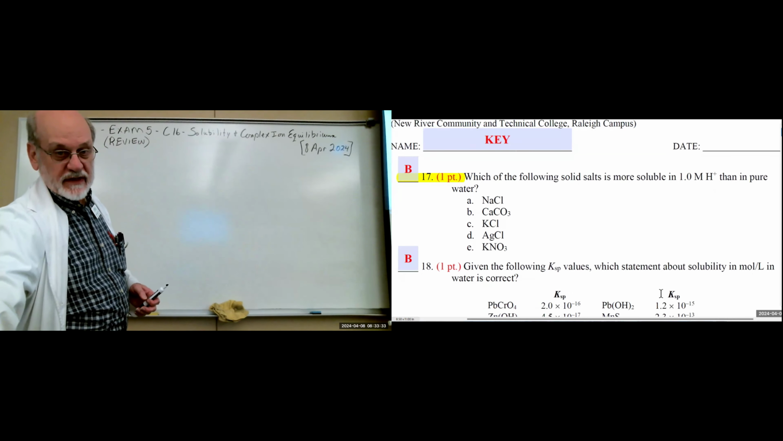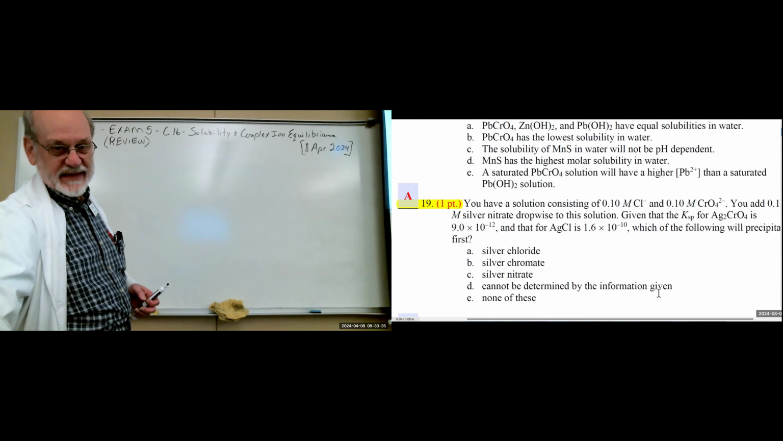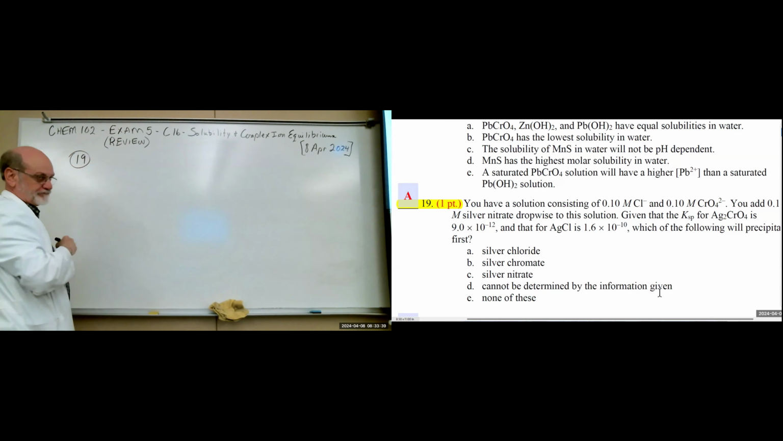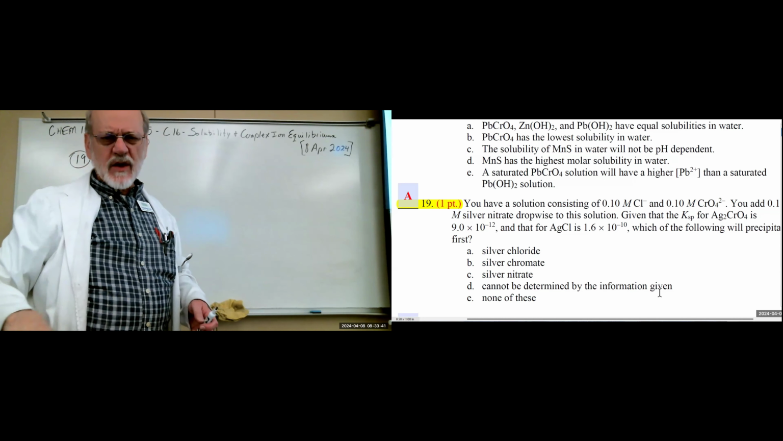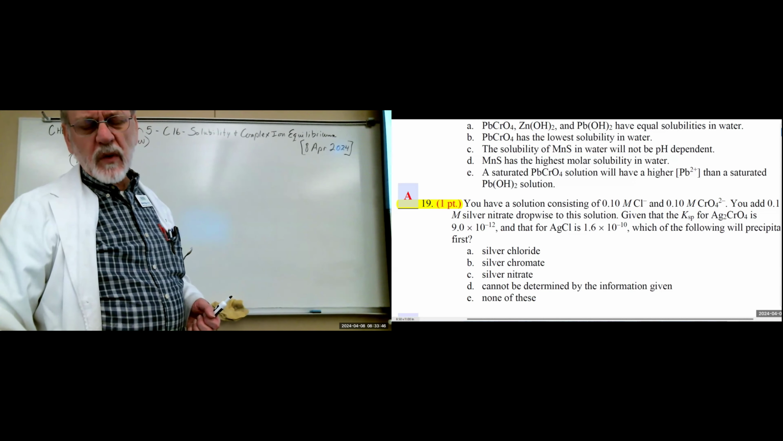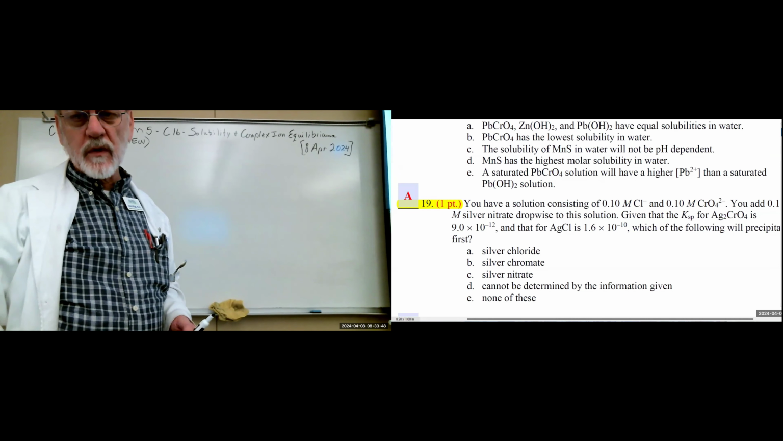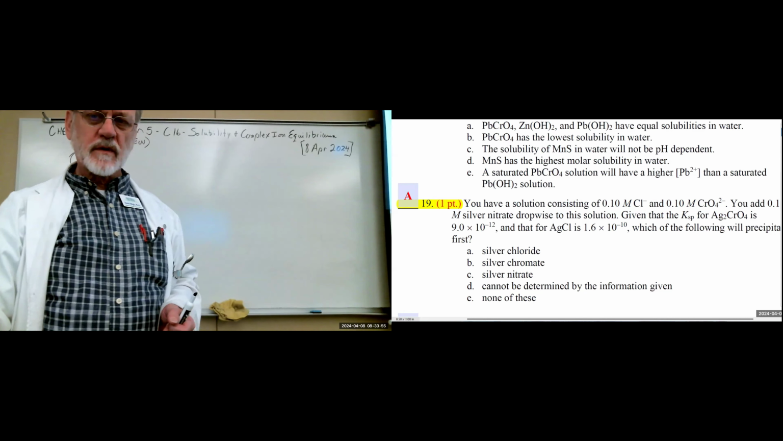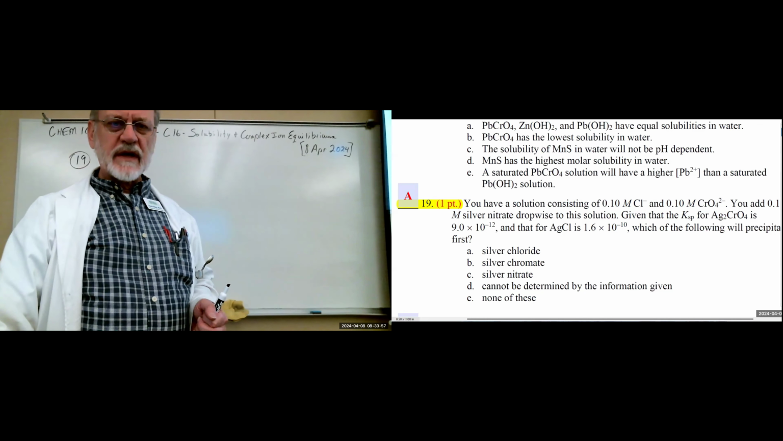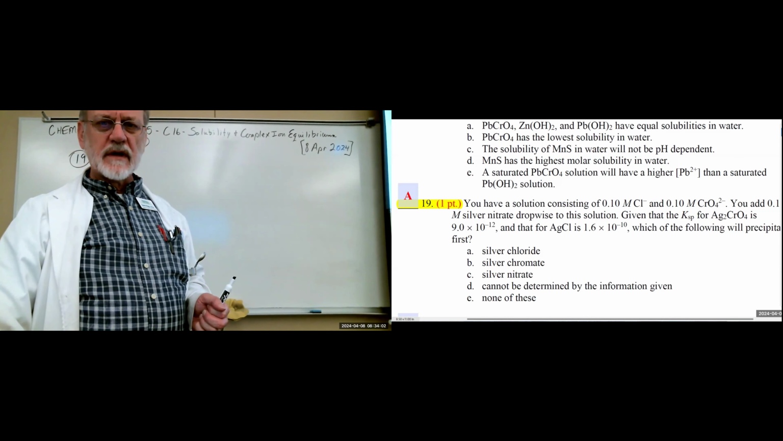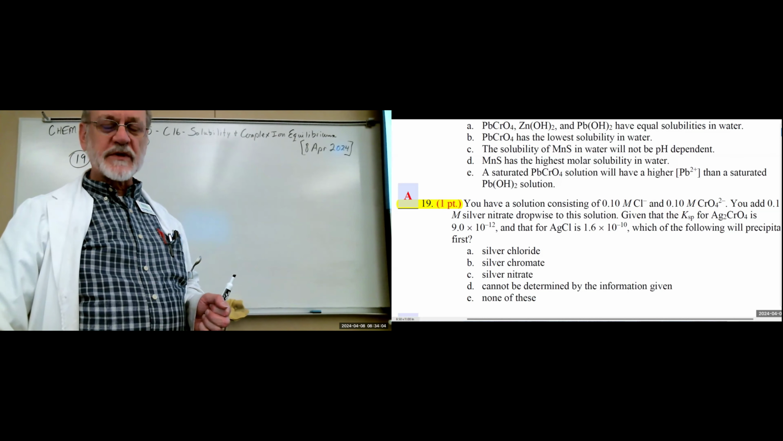All right, now 17, 19. Let's say you have a solution consisting of 0.1 molar chloride, 0.1 molar chromate. You add 0.1 molar silver nitrate dropwise. Given the Ksp for silver chromate is 10 to the minus 12, and that for silver chloride is 10 to the minus 10, which of the following will precipitate first?